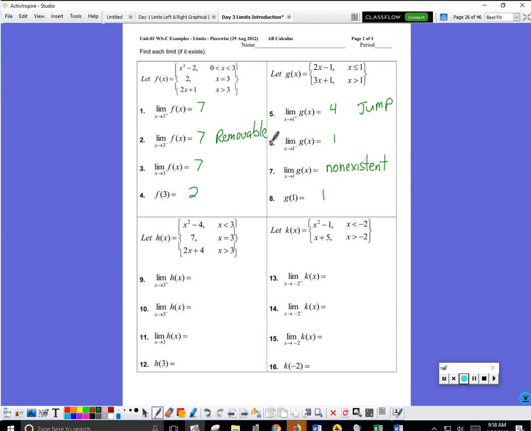Say number 9, please. What's the answer? Number 10? 5. So that makes 11 non-existent. 12? Okay, 13. Say it, please. 3. Say it together, it helps. 14? 3. 15? 3. And this one's undefined.